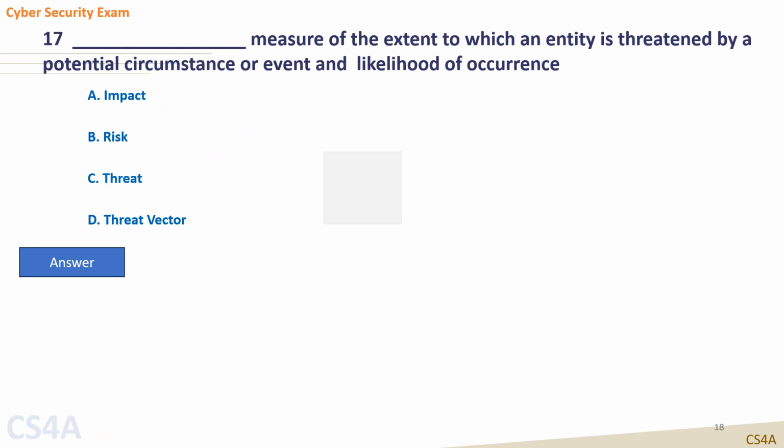Here the question is, dash measures the extent to which an entity is threatened by a potential circumstance or event and likelihood of occurrence. So here the key word is likelihood of occurrence. Once we see the likelihood of occurrence, straight away we should answer risk. So the answer is risk.